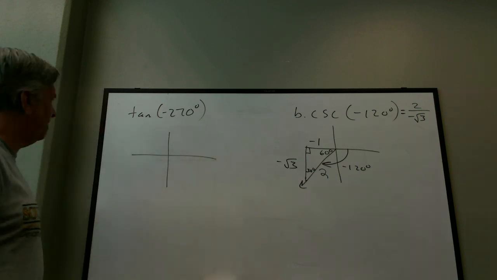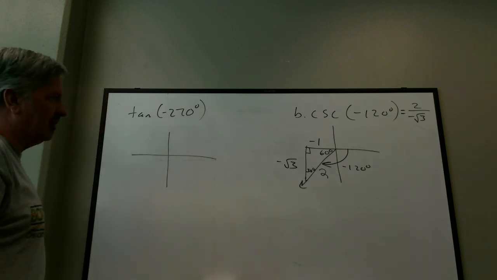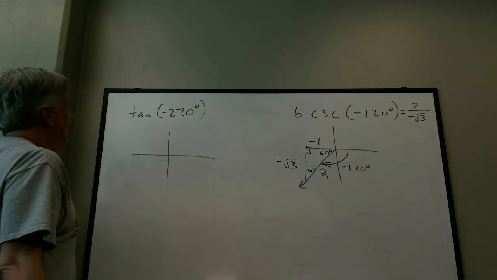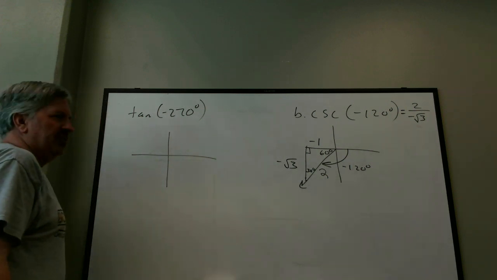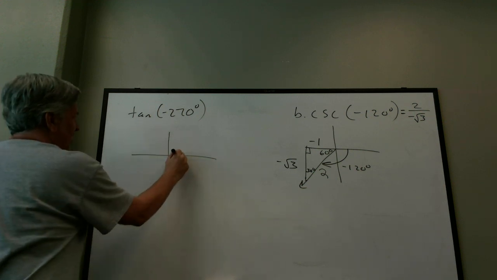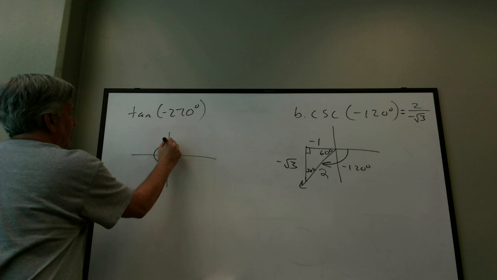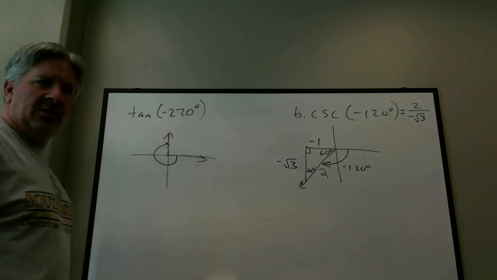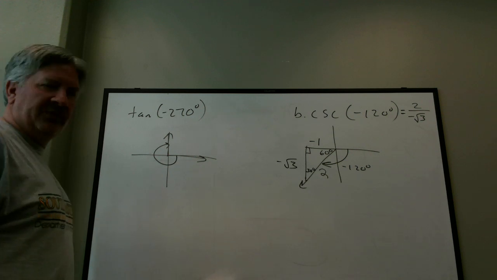Okay, so we're in standard position. You notice I haven't been drawing my initial side, I just assume it's always there. Tangent, where's negative 270 degrees? Well, it's negative 90, negative 180, negative 270. Okay, so my initial side is here, my terminal side is here. Which special triangle is this?